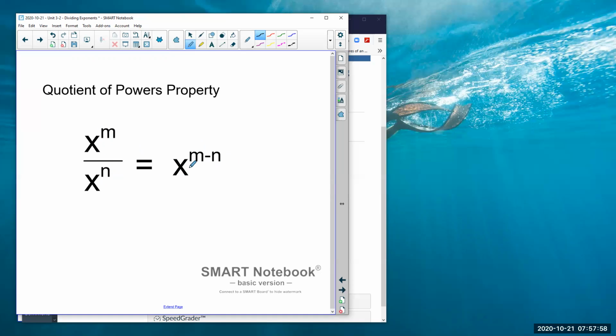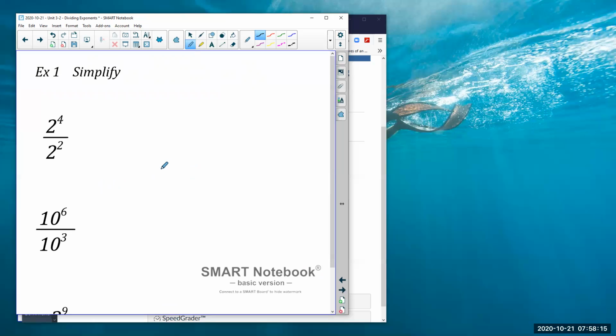But really what's going to happen is wherever the bigger exponent is, that's where your variable is going to end up. So if you have a bigger number for the exponent in the denominator, your x is going to end up in the denominator, right?